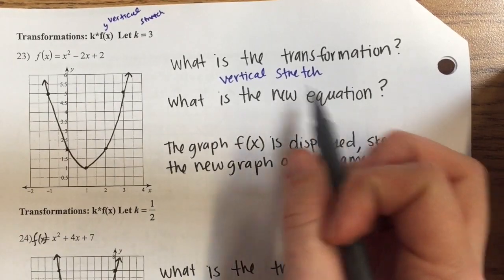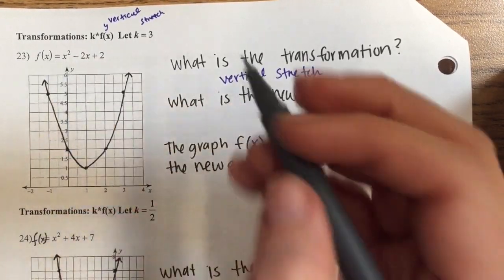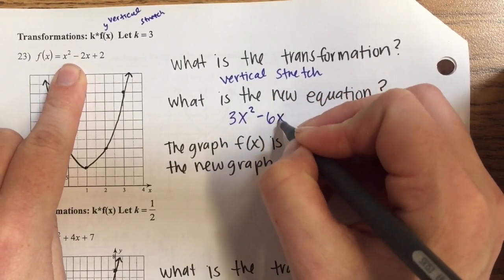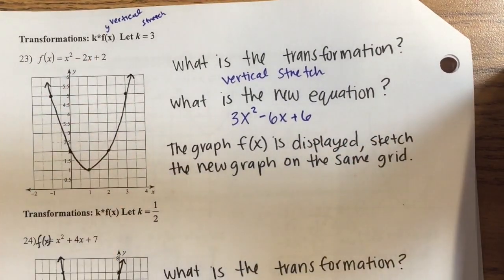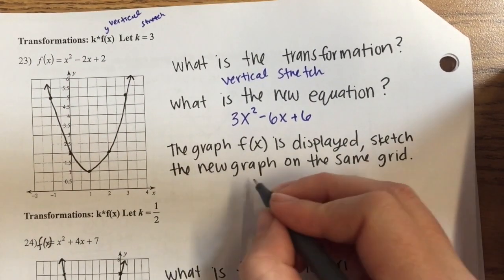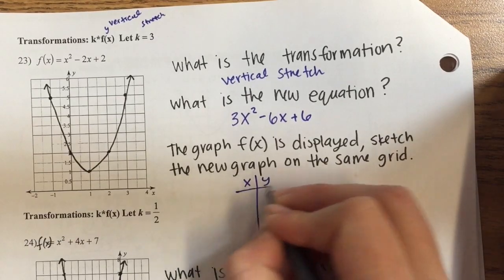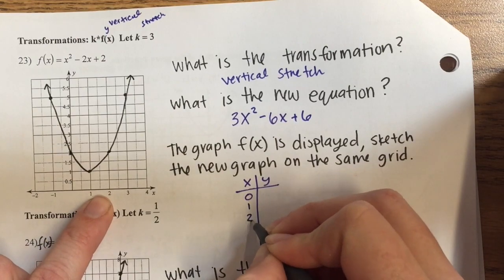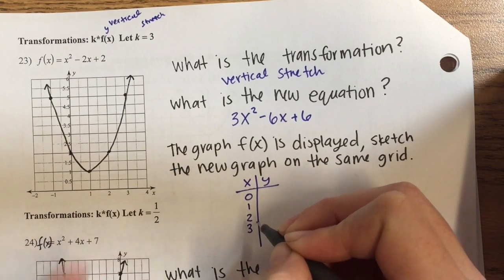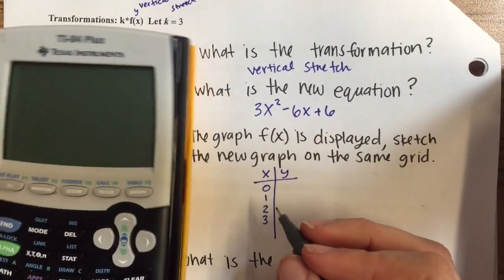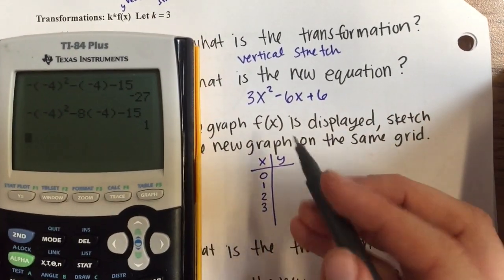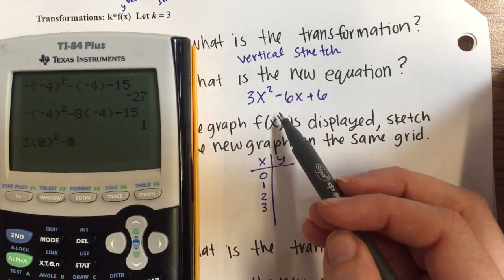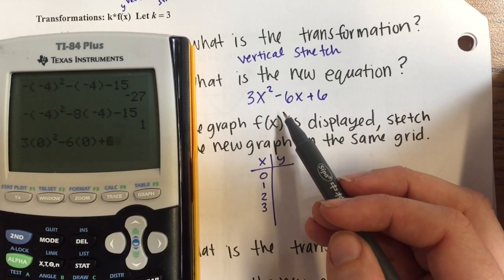What is the new equation? Well, if I multiply everything by 3, I would get 3x squared minus 6x plus 6 for my new equation. And I need to graph it, so I would make a table. I'm going to plug in a 0, a 1, a 2, 3. Let's see what happens when I do that. So I plug it in to my new equation: 3 times 0 squared minus 6 times 0 plus 6.